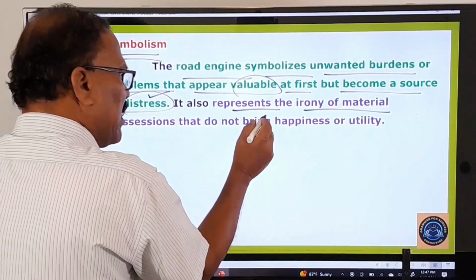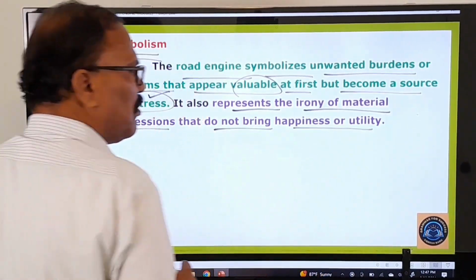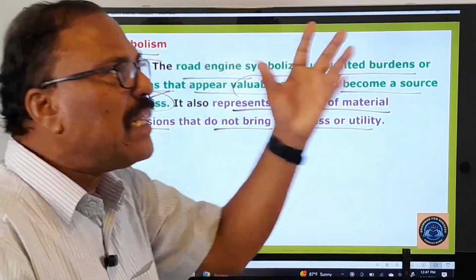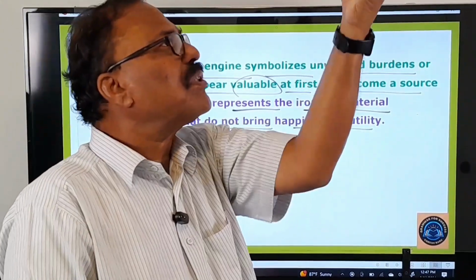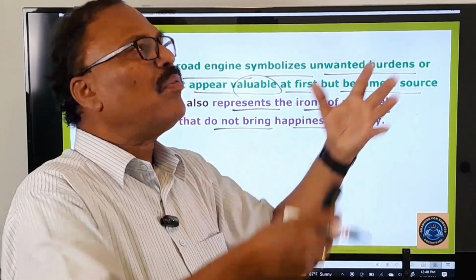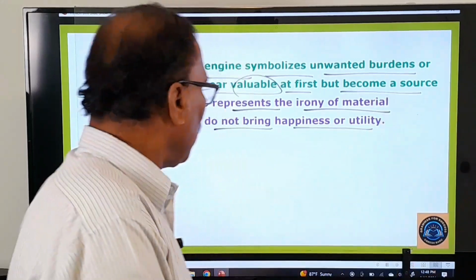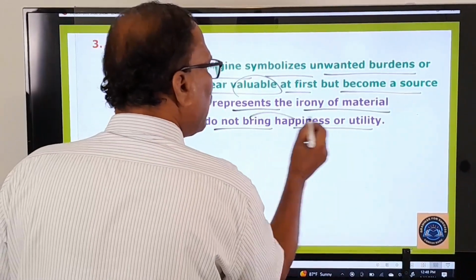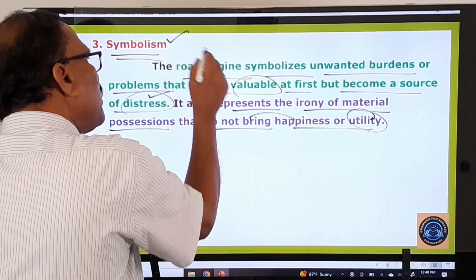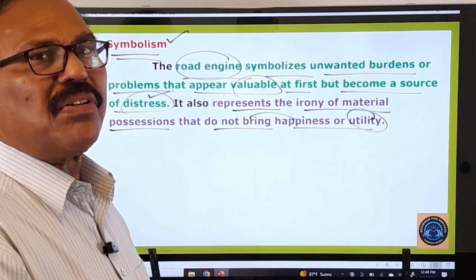Okay, it also represents the irony of material possessions that do not bring happiness or utility. And this road engine is also a symbol to tell the people that material possessions don't give us happiness. Okay, they don't provide us with permanent happiness and joy and pleasure and all that. So here it doesn't bring happiness and utility. So in that way, for these two things, this road engine is standing as a symbol. So in this way, you can find some symbolism also in this story, right?